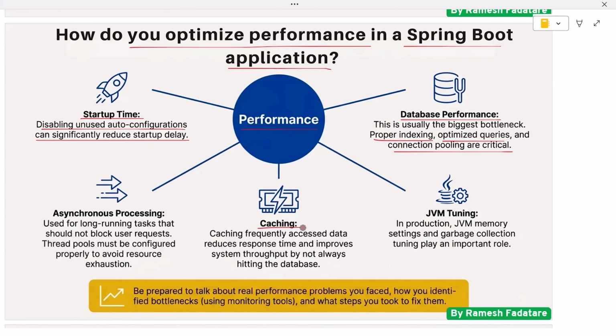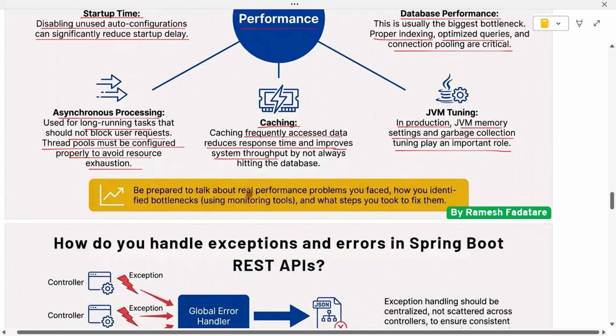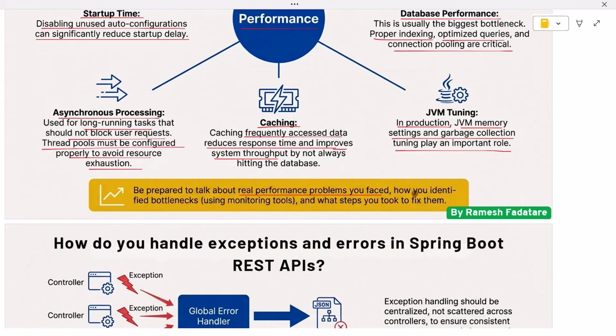Caching is another key technique. Frequently accessed data should not always hit the database. Caching reduces response time and improves system throughput. Asynchronous processing is used for long-running tasks that should not block user requests. Thread pools must be configured properly to avoid resource exhaustion. In production systems, JVM memory settings and garbage collection tuning also play an important role. Monitoring tools help identify slow endpoints and memory issues. In interviews, experienced developers are expected to talk about real performance problems they faced, how they identified bottlenecks, and what steps they took to fix them.